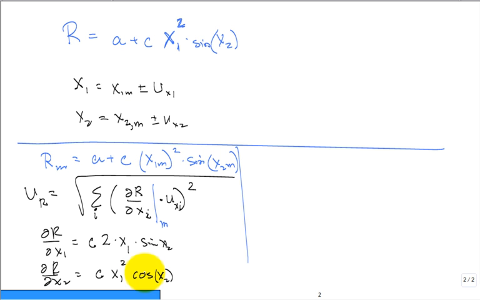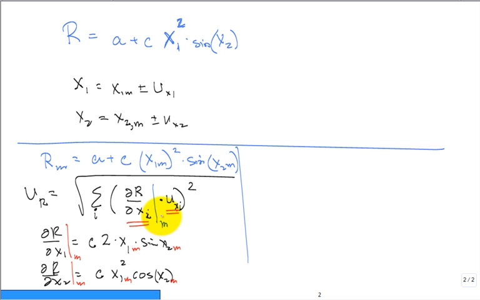And so now I just stick in the mean values to get that derivative evaluated at the mean, and I have a number for those. And then I multiply by the uncertainty, square them, sum them up, square root, and that's it. All right, what about the sequential perturbation method?